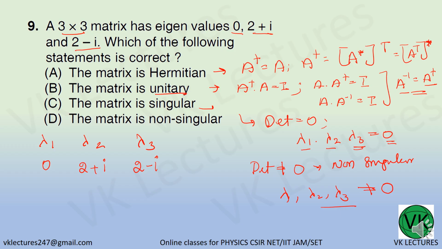Alright. Now coming back to the question. The lambdas are given: lambda 1, lambda 2 and lambda 3. Now what is lambda 1 into lambda 2 into lambda 3? Lambda 1 into lambda 2 into lambda 3 is nothing but 0 because you have eigenvalue 0. So this is an example of a singular matrix.